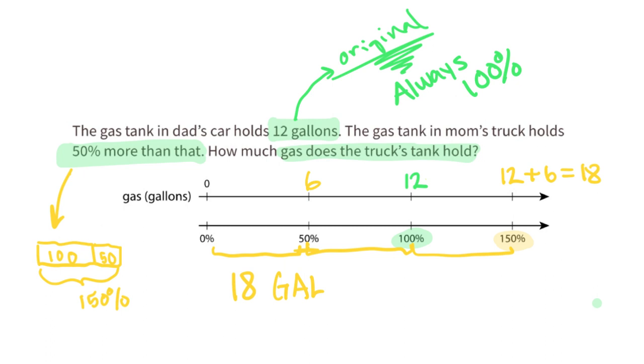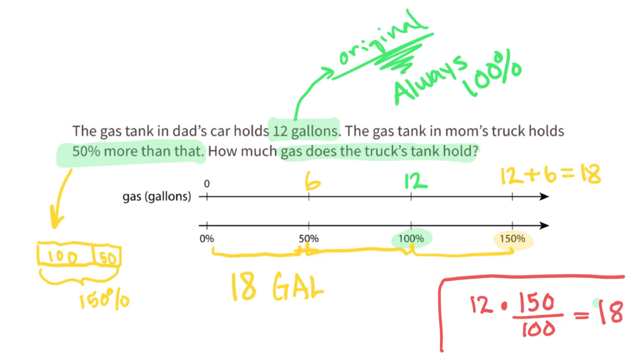Now, I'm going to show you another super secret way to do this. If we have 12, and we know that the truck is 150% times that, or 150% larger, we're just going to multiply 12 by 150%. So technically that would be 150%. But we don't like that. We like to change our percents to fractions or decimals if we're going to work with them. And when we multiply that out, we know we get 18.